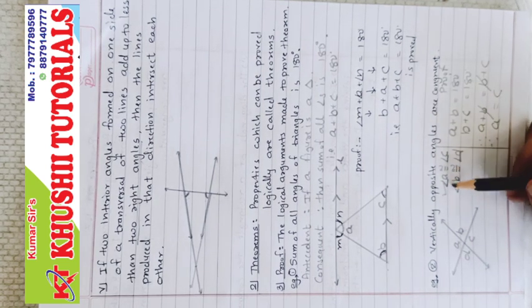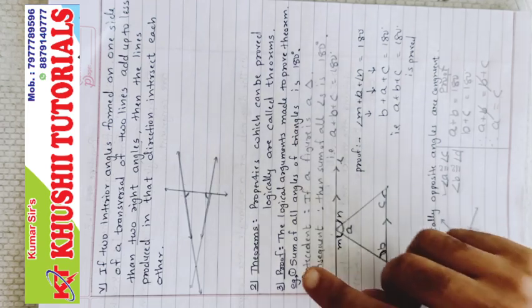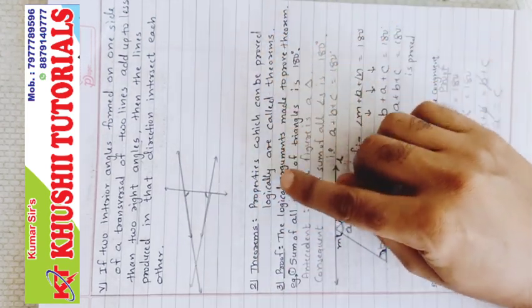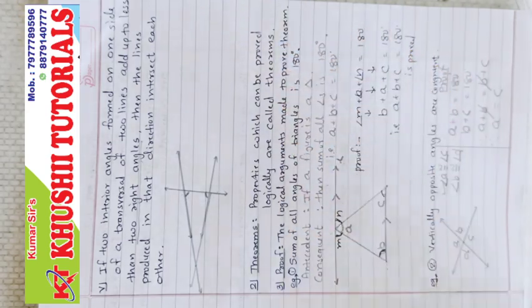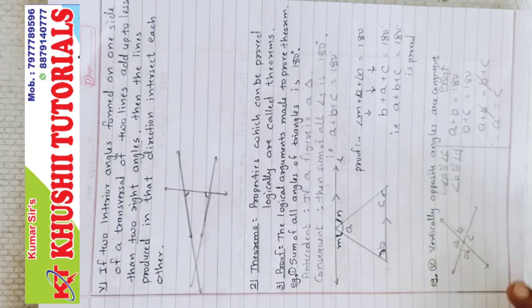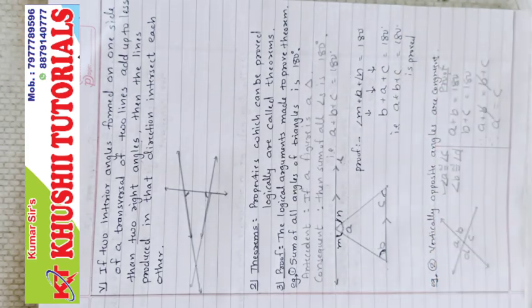And similarly we can prove B is congruent to D. So this is called proof. What is a theorem? A theorem means something which we can prove. The properties which can be proved logically are called theorems. And what do you mean by proof? The logical arguments made to prove the theorem are called proof. So this is the proof and this statement is the theorem.